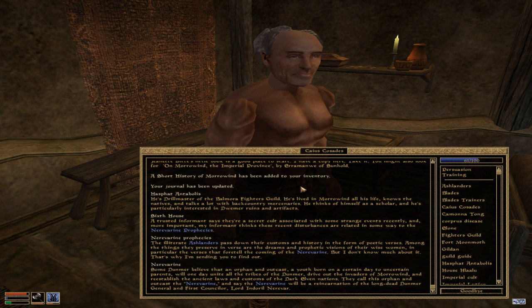Some Dunmer believe that an orphan and outcast, a youth born on a certain day to uncertain parents, will one day unite all tribes of the Dunmer, drive out the invaders of Morrowind, and reestablish the ancient laws and customs of the Dark Elven nations. They call this orphan and outcast the Nerevarine, and say the Nerevarine will be a reincarnation of the long-dead Dunmer general and first consular, Lord Indoril Nerevar.